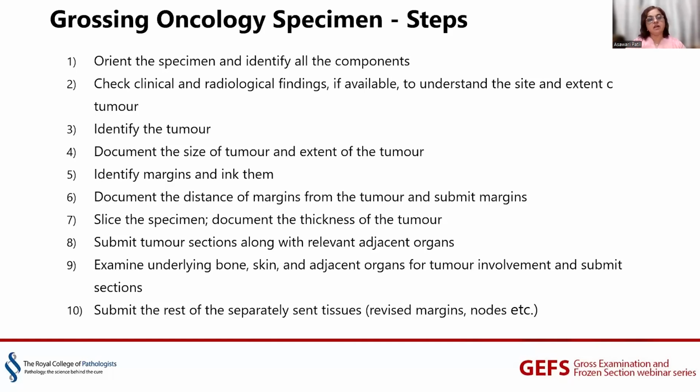Sometimes they can send a portion of nerve to look for whether it is involved by any tumor. So whatever the separately sent tissues, including all lymph nodes, they are all submitted separately. And what is important is to have a key of the blocks, or section key. It's not mandatory, but it's good to always have a section key which can specify what are the tumor sections. Like 1 to 4 can be tumor sections. Now, block number 5 can be some margins and so on.